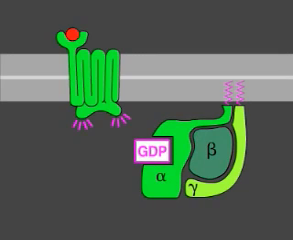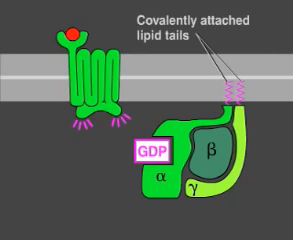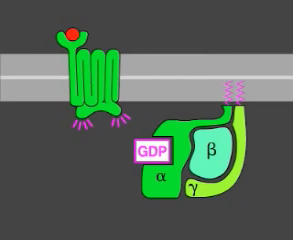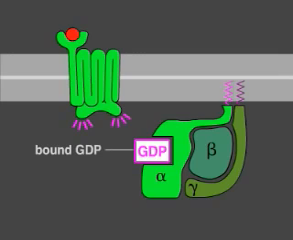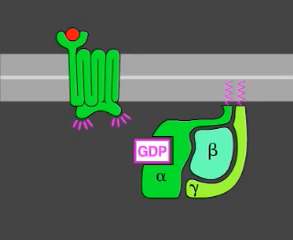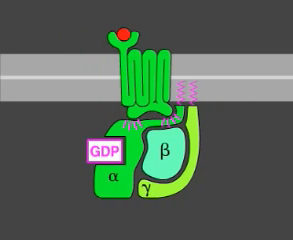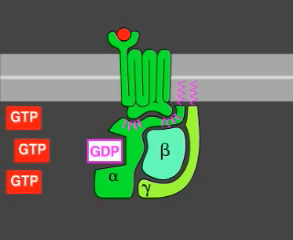Both the alpha and gamma subunits have covalently attached lipid tails that help anchor the G-protein in the plasma membrane. In the absence of a signal, the alpha subunit has a GDP bound, and the G-protein is inactive. In some cases, the inactive G-protein is associated with the inactive receptor, while in other cases, as shown here, it only binds after the receptor is activated. In either case, an activated receptor induces a conformational change in the alpha subunit, causing the GDP to dissociate.